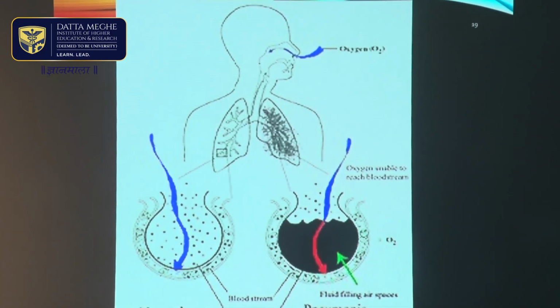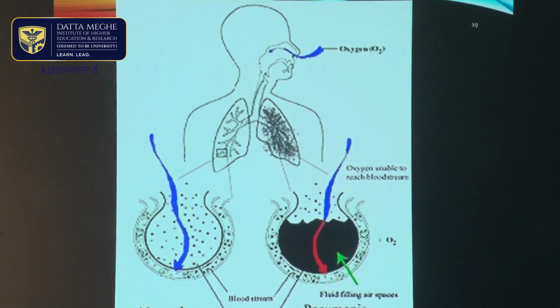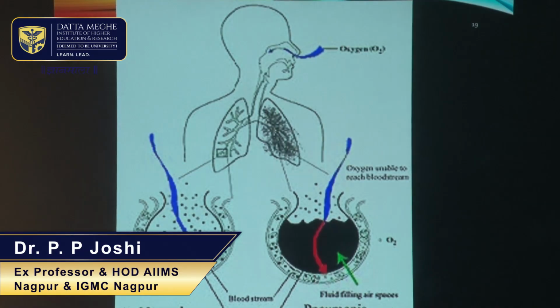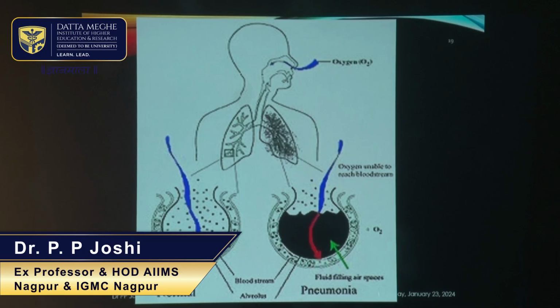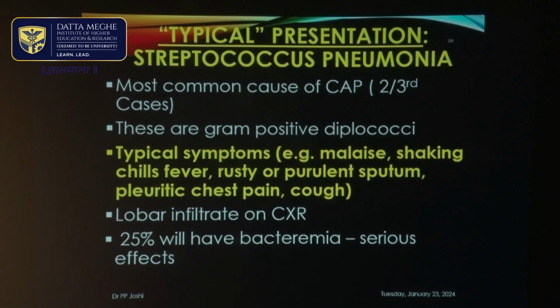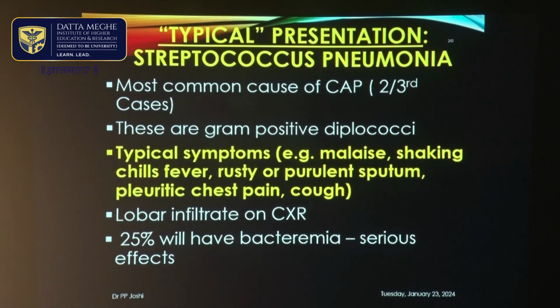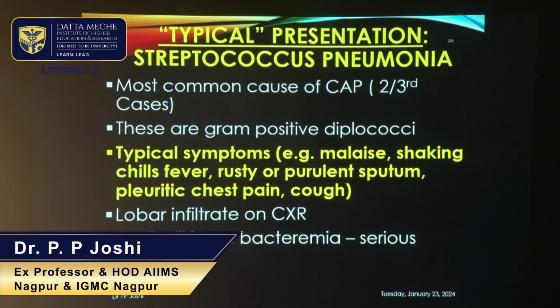As you can see here in pneumonia, there is fluid in the air spaces, and a particular part of the lung becomes consolidated. As I've said, in typical presentation, the most common organism is Streptococcus pneumoniae. The other common organism is Haemophilus influenzae. They are the most common. Streptococcus pneumoniae, in fact, is the first common cause, responsible for 2/3 of cases of community acquired pneumonia.